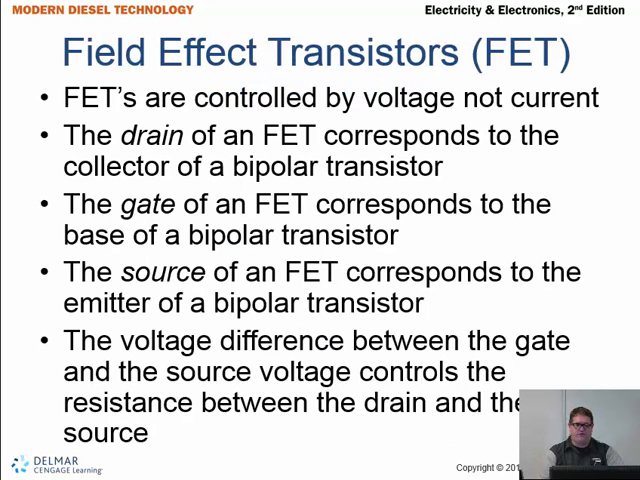All right, field effect transistors. So FETs are controlled by voltage, not current. The drain of a FET corresponds to the collector of the bipolar transistor. The gate of a FET corresponds to the base of a bipolar transistor, and the source of a FET corresponds to the emitter of a bipolar transistor. We're going to get into this quite a little bit. Do your reading. Try to soak it in as much as possible.